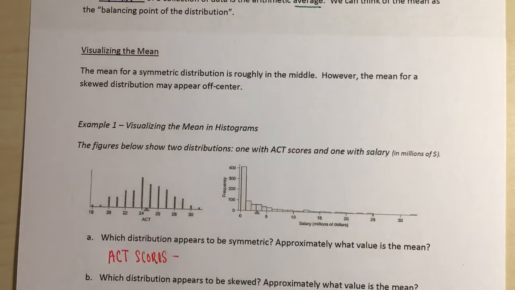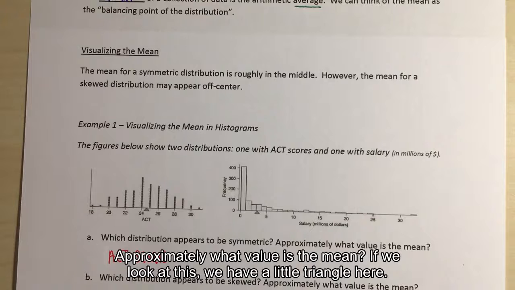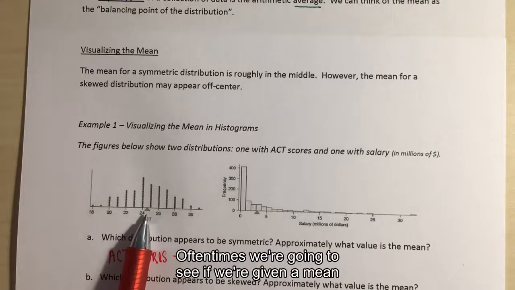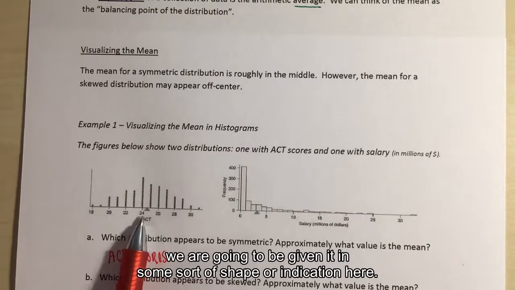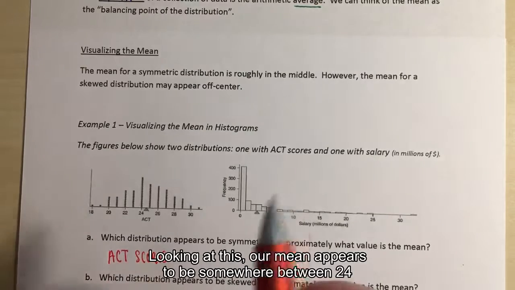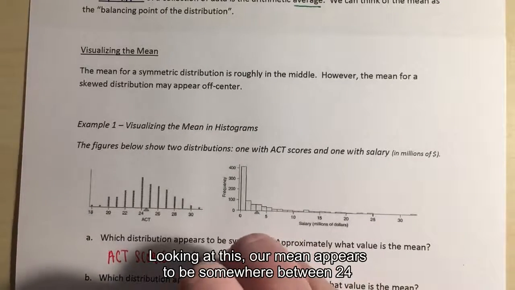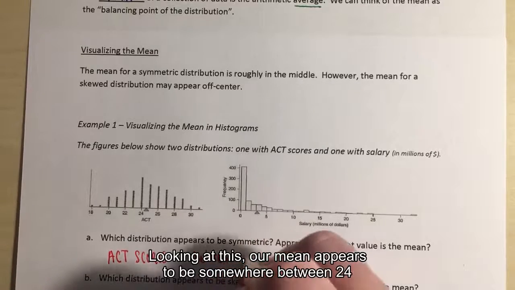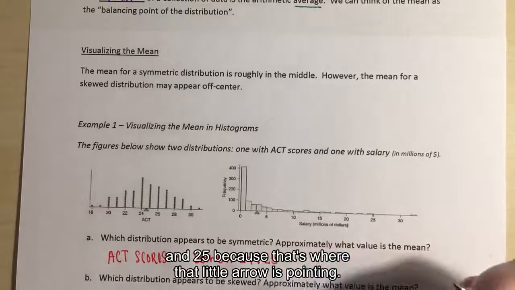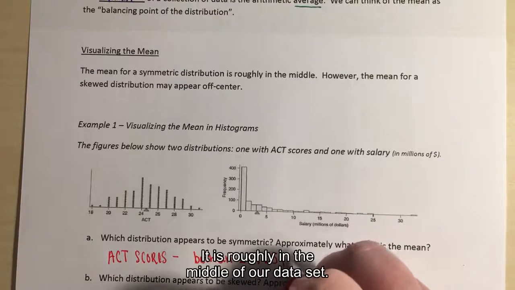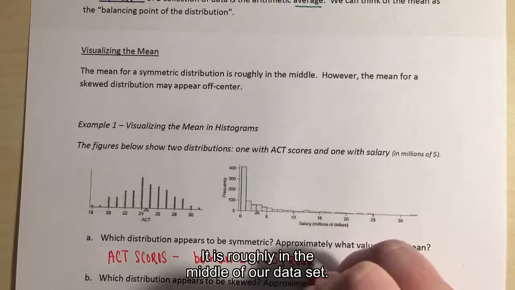So our ACT scores in this first image appear to be symmetric. Approximately what value is the mean? If we look at this, we have a little triangle here. Oftentimes, if we're given a mean in a histogram or dot plot, whatever we're looking at, it is shown with some sort of shape or indication. Looking at this, our mean appears to be somewhere between 24 and 25, because that's where that little arrow is pointing, and it is roughly in the middle of our data set.